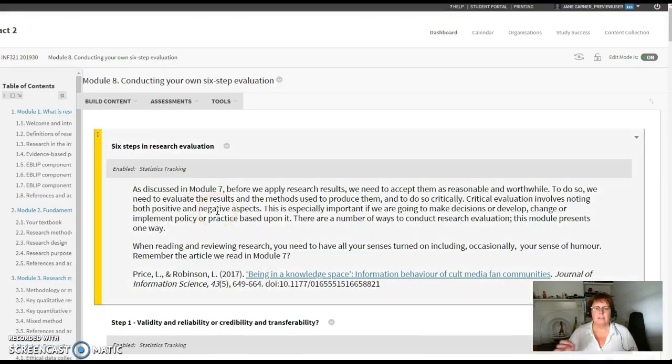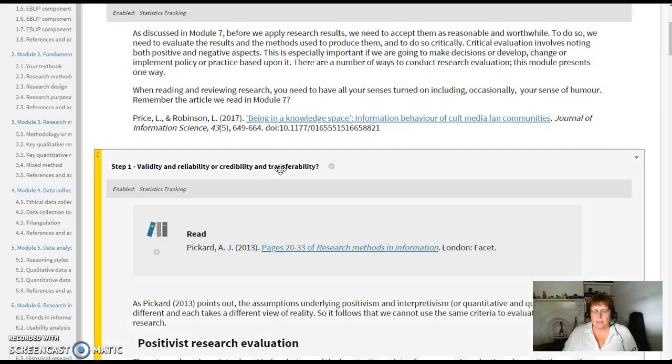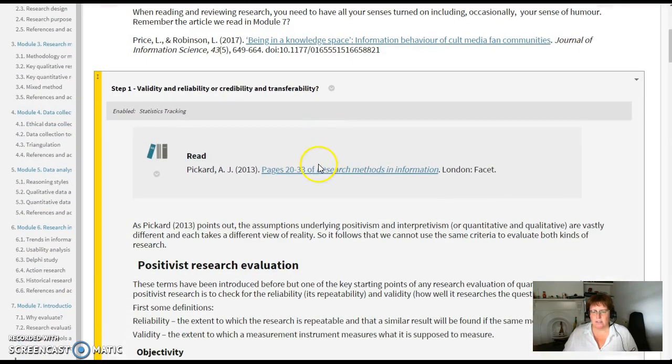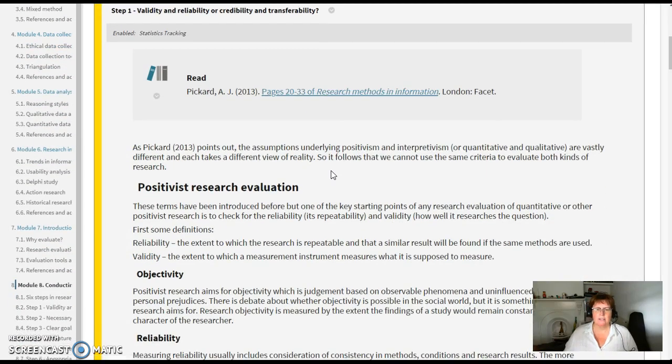Okay, so this module looks at the 6 steps in research evaluation, which is exactly what you need to do for your assessment. So there's a whole lot of stuff to read. There's lots of things for you to jump out into as well. The textbook has a lot of stuff in this. Then we start looking at these 6 steps.